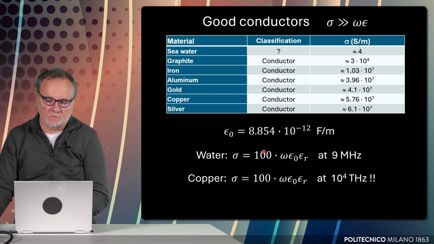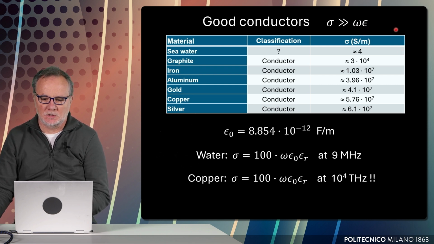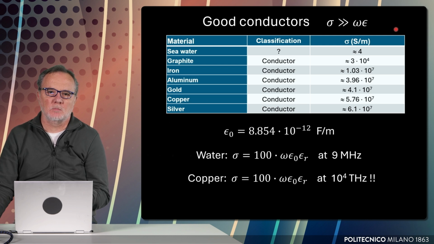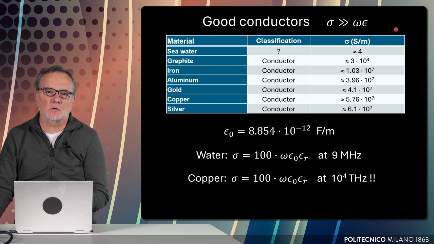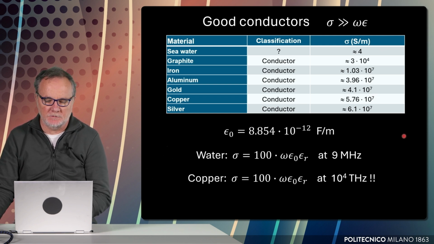So let's consider a value for this condition to hold that corresponds, for instance, to sigma being equal to 100 omega epsilon. This means that if omega increases over that value, we are no longer allowed to say that this is a good conductor. It is just an indicative value.